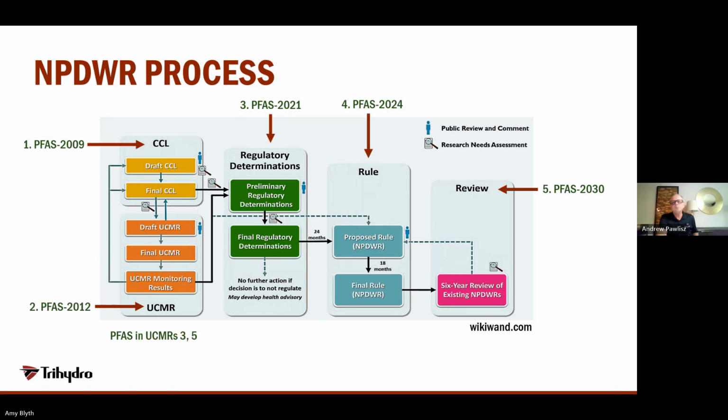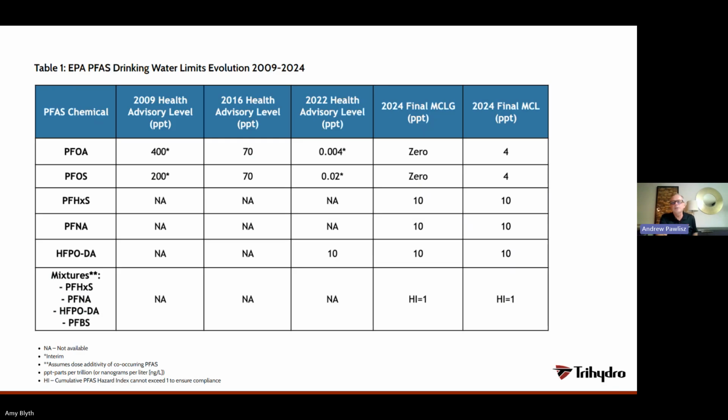Next slide. This table not only lists on the right-hand side column the current MCLs expressed in parts per trillion, MCLGs, but also in a hazard index term. And this table also outlines the evolution of federal drinking water limits since 2009, with the trend starting high or non-existent, then lower still in 2022 with parts per quadrillion levels, and coming back to parts per trillion currently, plus the hazard index.